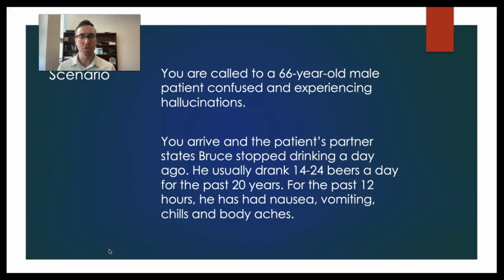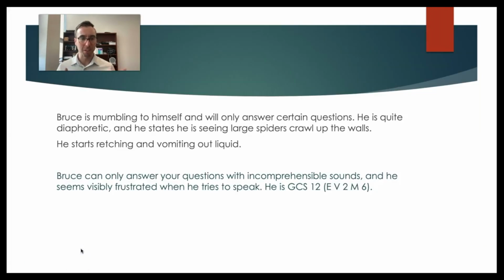You arrive and the patient's partner states Bruce stopped drinking a day ago. He usually drank 14 to 24 beers a day for the past 20 years. For the past 12 hours, he has had nausea, vomiting, chills, and body aches. Bruce is mumbling to himself and will only answer certain questions. He is quite diaphoretic and he states he's seeing large spiders crawl up the wall. He starts retching and vomiting out liquid.